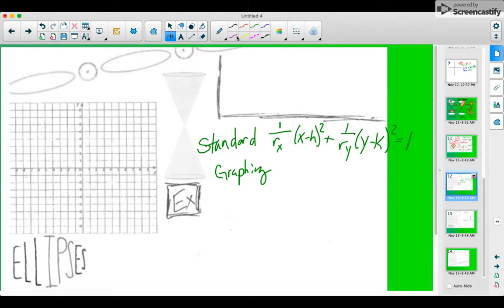Now, these two r values are very important. Basically, what they're going to tell us is how wide does our shape go in either direction, meaning this radius references how far our ellipse is going to go side to side, and this one is going to reference up and down. So I'm going to pause here and move on to our next video.